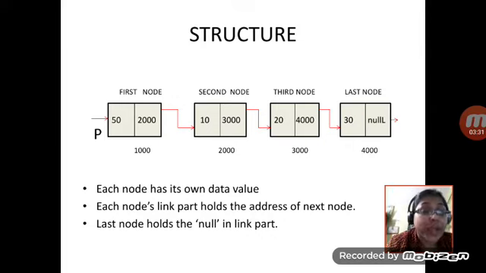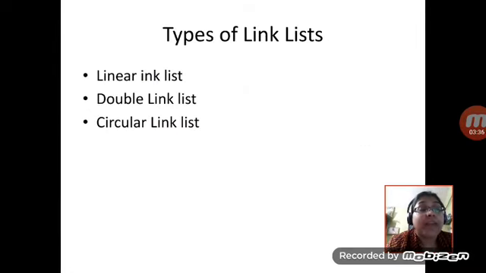Now I'm going to discuss the types of linked list. There are basically 3 types of linked list. The first one is linear linked list, the second one is double linked list, and the third one is circular linked list. Let's go and see the concept of these 3 types of linked list.